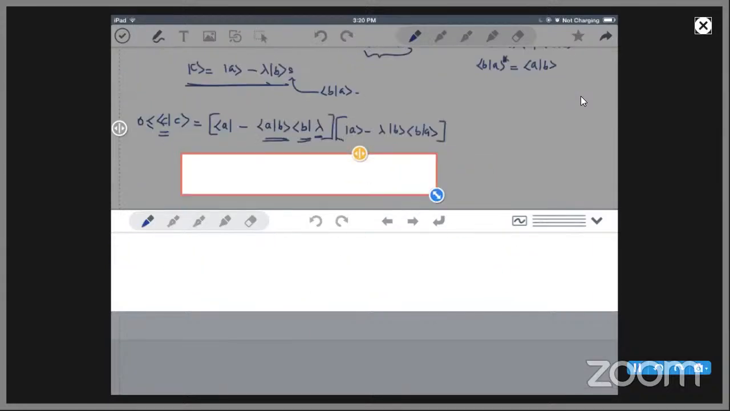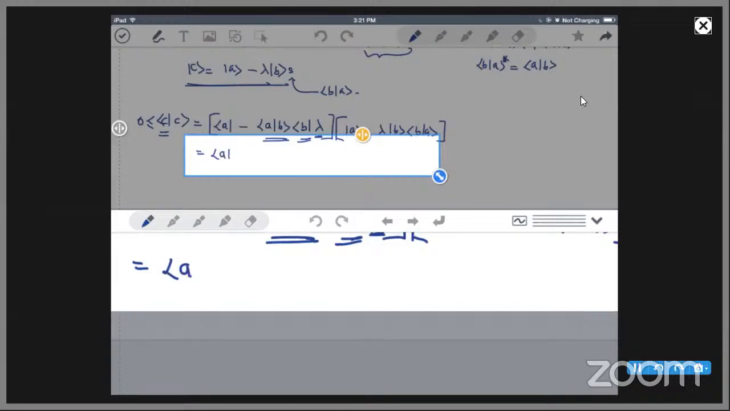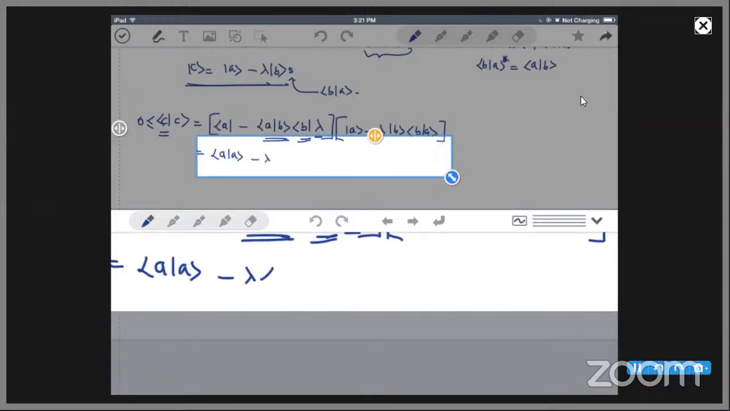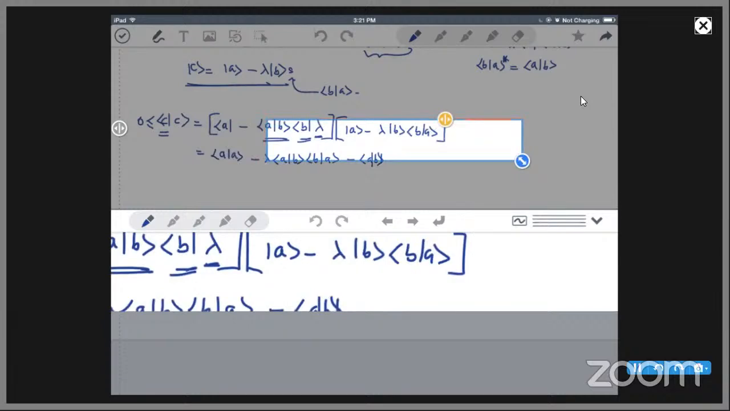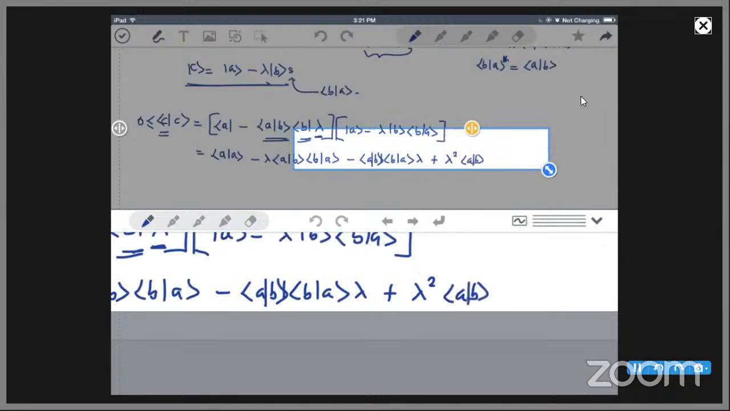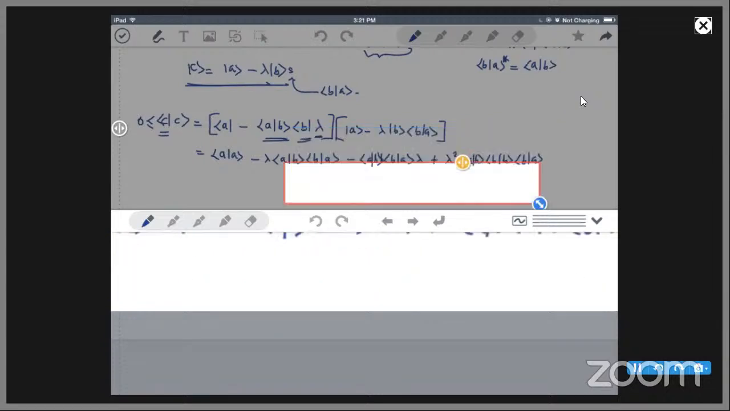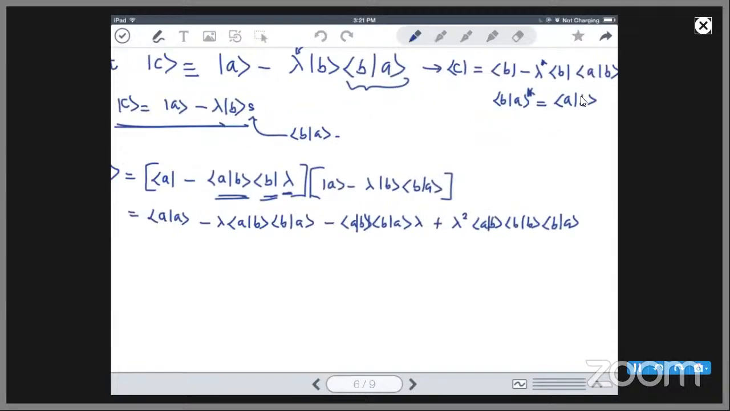So we can multiply out. You see, now I didn't say we do the dot product. I just say we multiply out because we've introduced what we call the dual. So it's AA, minus lambda AB BA, minus AB BA lambda, and then plus lambda squared AB B BA. Does everybody agree with this? So I just multiplied out.